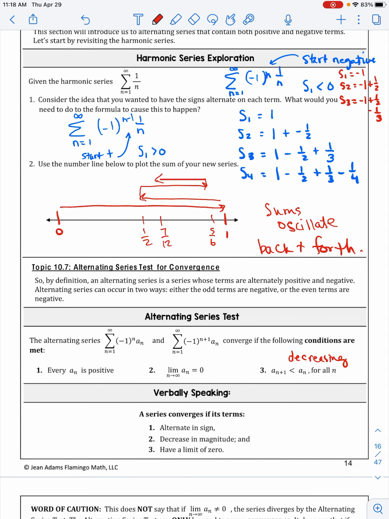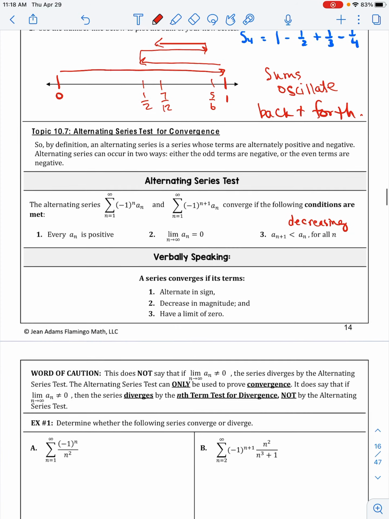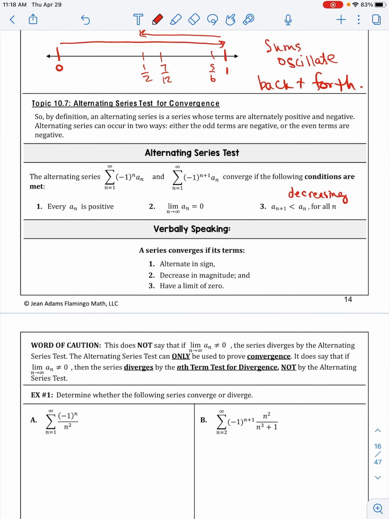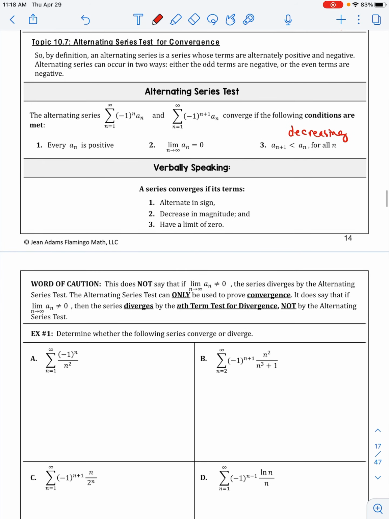So, does the limit as n goes to infinity of a sub n equal 0, is every single one positive without the positives and negatives, and is it decreasing? So, verbally speaking, a series converges if its terms alternate in sign, decrease in magnitude, and have a limit of 0.